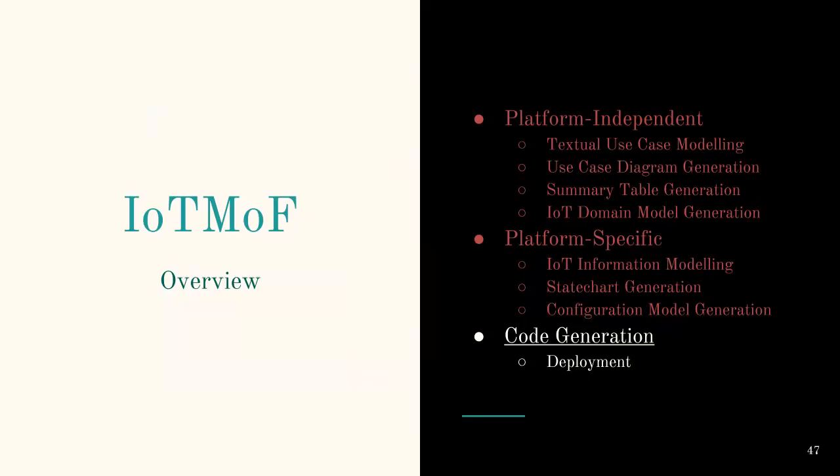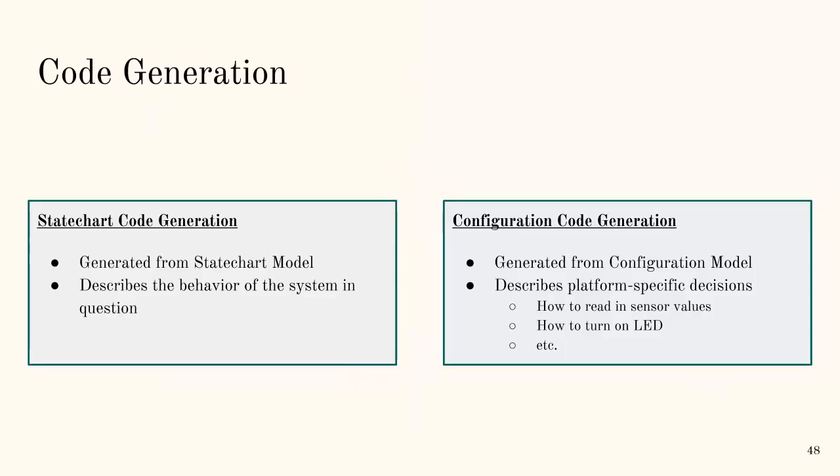Moving on, we have code generation. Code generation is the process of generating code from the state chart and the configuration model. The state chart code is used to describe the behavior of the system, and the configuration code is used to describe the platform specific decisions, like how do you read in sensor values or how do you turn on an LED.